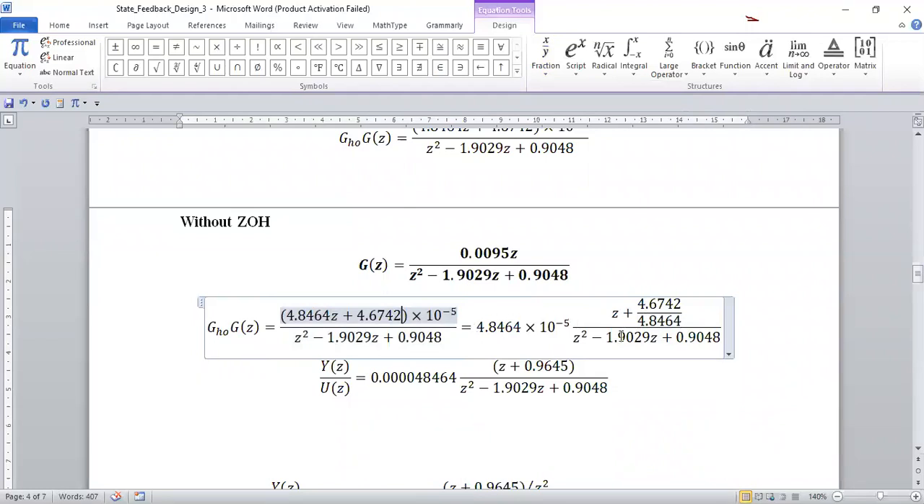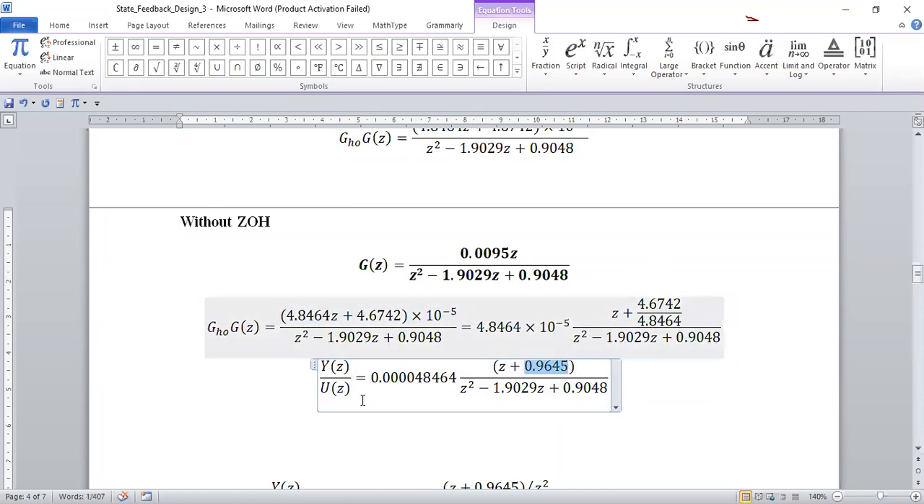You can just confirm for yourself that this is it, because when you multiply this by this, you are going to arrive at this expression here. And this calculation is 0.9645. So that's why I got this.